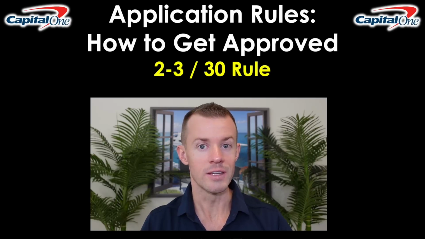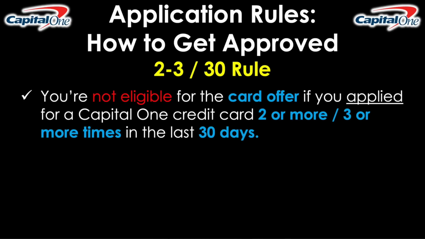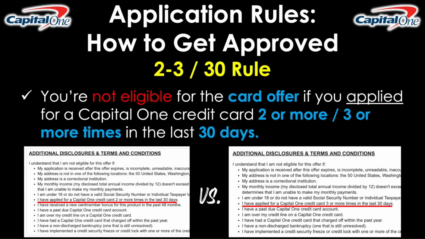Rule number 2, the 2-3-30 rule. This one again is taken directly from the terms here, and it says that you are not eligible for a card offer if you applied for a Capital One credit card 2 or more or 3 or more times in the last 30 days. You can see on the left side screenshot that it mentions the 2 or more times in the last 30 days, and then the one on the right mentions the 3 or more times.